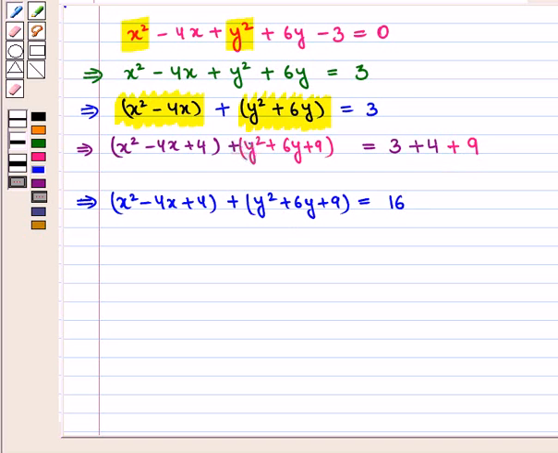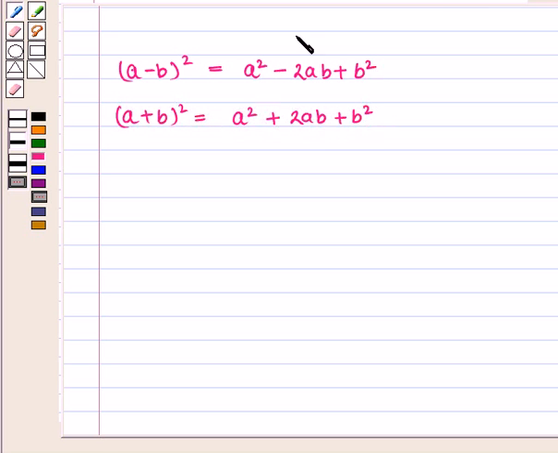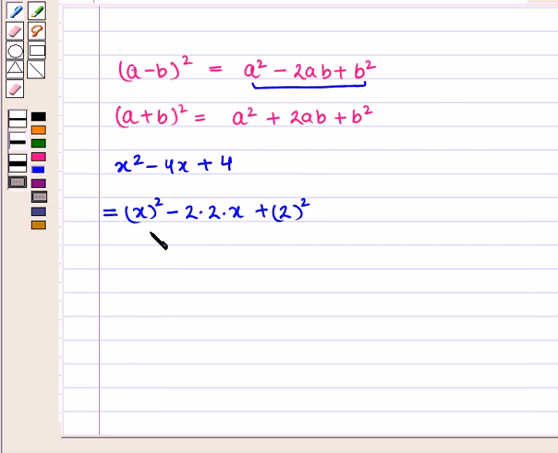Now we know that a minus b whole square is equal to a square minus 2ab plus b square, and a plus b whole square is equal to a square plus 2ab plus b square. So x square minus 4x plus 4 can be written as x whole square minus 2 into 2 into x plus 2 square. Now, on comparing with this equation, we can write it as x minus 2 whole square.